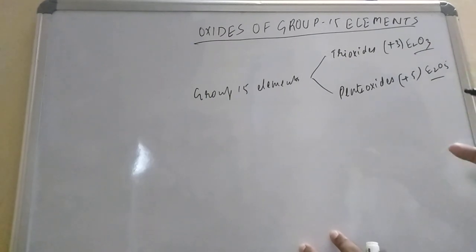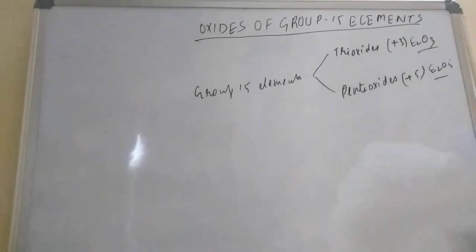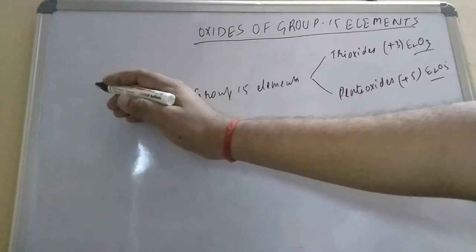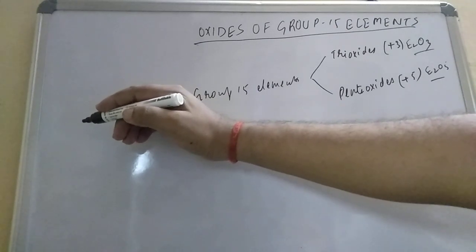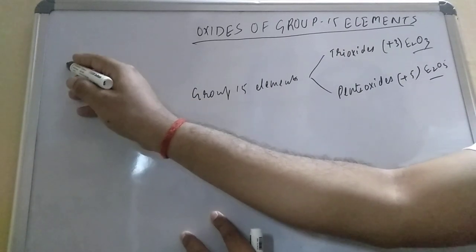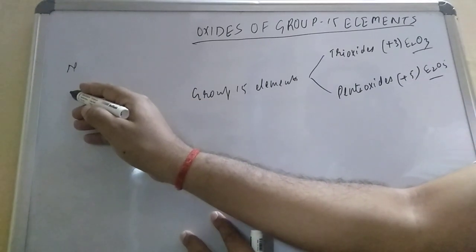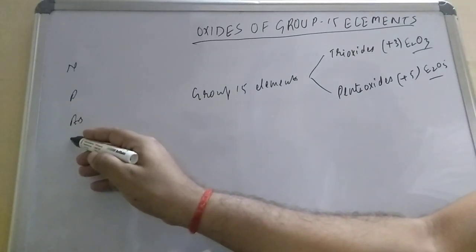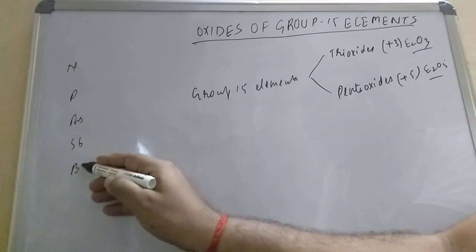They are formed by all the elements of group 15. They form these E2O3 types and E2O5 types of oxides. Now, if you want to see it in a tabular way, because there are so many elements, let us go one by one: nitrogen, then phosphorus, then arsenic, then antimony, and lastly bismuth.